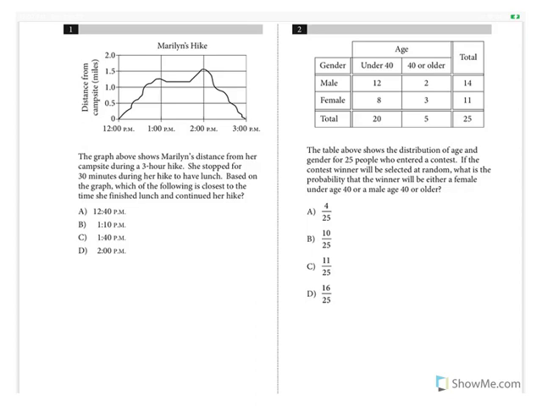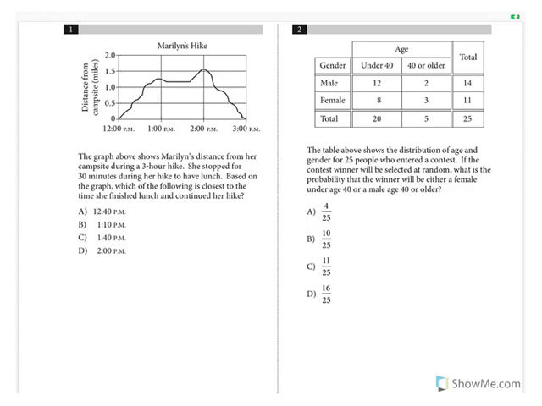The graph above shows Marilyn's distance from her campsite during a 3-hour hike. She stopped for 30 minutes during her hike to have lunch. Based on the graph, which of the following is closest to the time she finished lunch and continued her hike? All right, so we're looking at distance from the campsite versus time. So we have to understand that she's getting further and further away as time goes on.